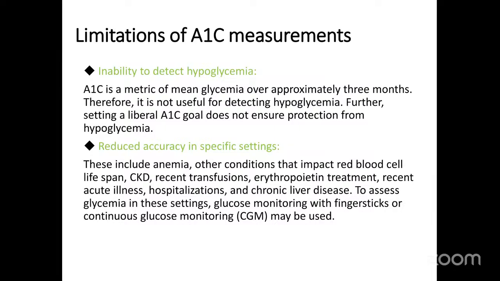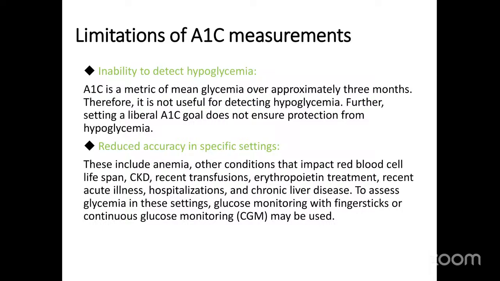Now we're going to talk about some limitations of A1C measurements. As we all know, hemoglobin A1C is one of the most commonly used tests in practice, but it has some limitations. Number one is the inability to detect hypoglycemia. A1C is a metric of mean glycemia over approximately 3 months. Therefore, it's not useful for detecting hypoglycemia. Further, setting a liberal A1C goal does not ensure protection from hypoglycemia.